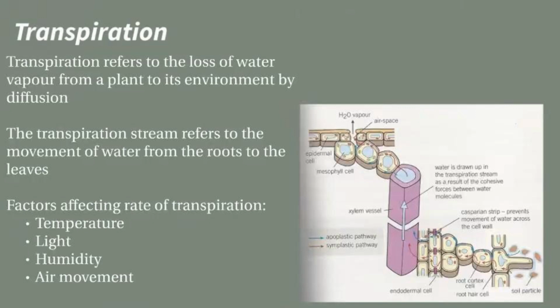I touched on this last lesson, but we're going to go into a bit more detail here, with specific reference to transpiration. So transpiration is mainly controlled by the guard cells that surround the stomata. And the guard cells open the stomata when they are turgid. So when they are full of water, they will be more turgid, and this will keep the stomata open. But when they lose water, they become more flaccid, and this closes the stomata.